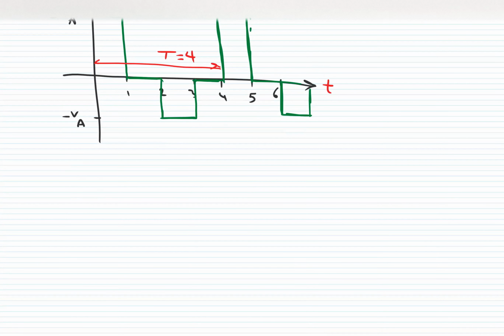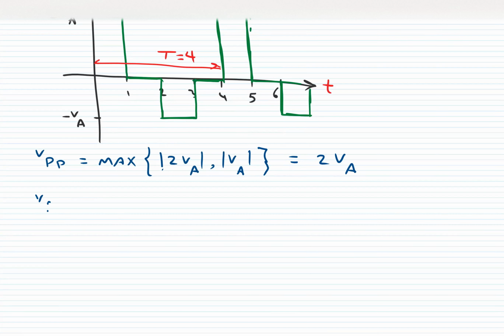Now, what is the V peak to peak? V peak to peak is the maximum of the absolute value of 2VA and the absolute value of VA, which is definitely 2VA.